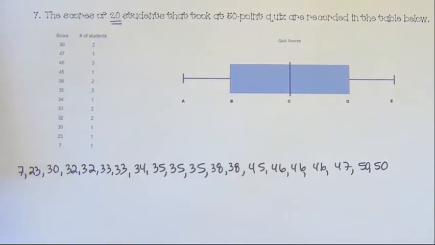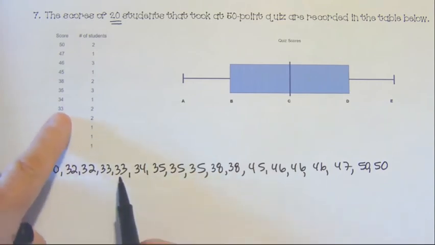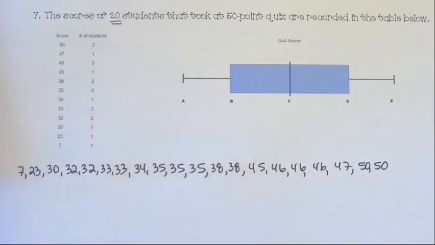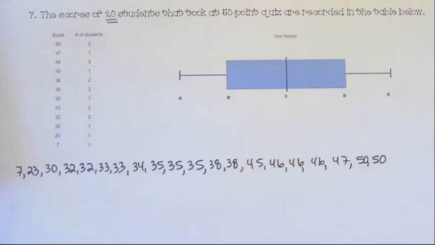All right, so I just finished writing those numbers, so I think I stopped at the 33 there. I wrote 34 one time. I wrote 35 3 times. So this tells me how many times to write those numbers.